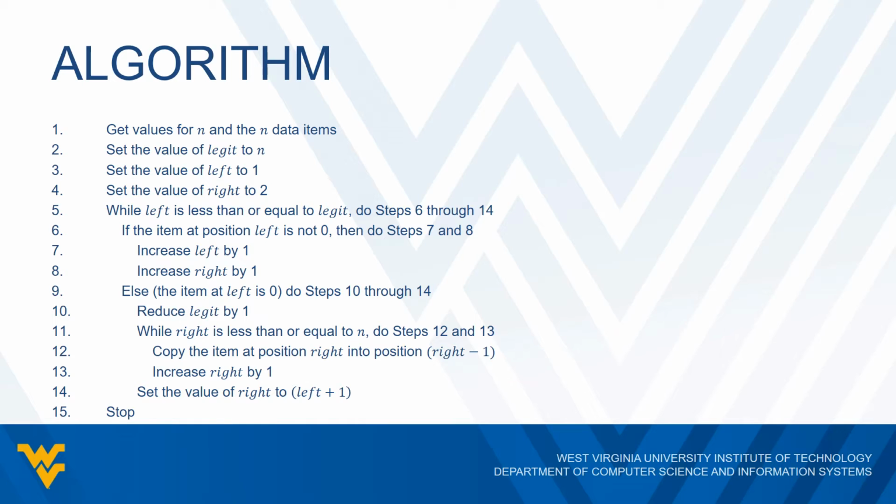Now, if the item at the position left is 0, then we're going to do steps 10 through 14. We're first going to reduce the value of legit by 1, and then we're just going to go down to the rest of the list. So while right is less than or equal to n, we're going to copy the item at position right and store it in position right minus 1, and then we're going to increase right by 1 to move on to the next spot. And then after all that's done, we're going to set the value of right to left plus 1. So wherever left is, we're going to reset right to one position to the right of left.